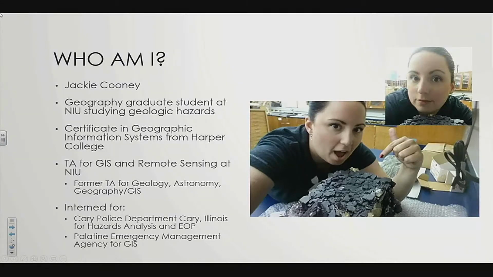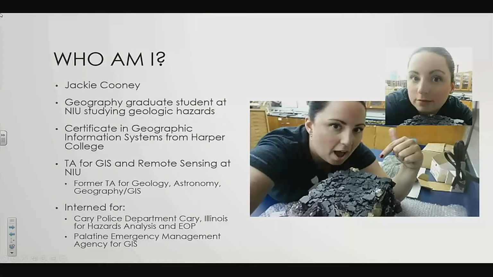My name is Jackie Cooney. I am a geography graduate student downstairs, and I'm studying geologic hazards, specifically sinkholes, obviously. I have a certificate in GIS from Harper College, and I am the TA here on campus for GIS and remote sensing. I am the former TA at Harper College for geology, astronomy, geography, and GIS. Yes, I did all of those at once while a full-time student and holding down 2 jobs.